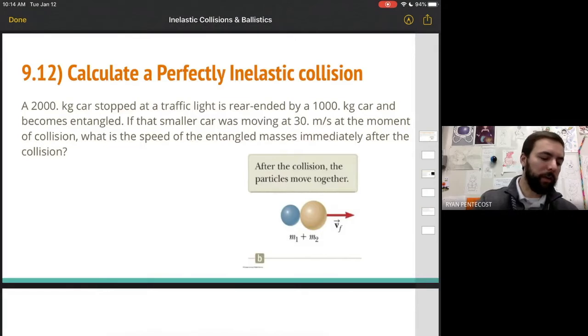So our first slide says that a 2,000 kilogram car stopped at a traffic light is rear-ended by a 1,000 kilogram car and it becomes entangled. So that makes it perfectly inelastic, right? They stick together. If that smaller car was moving at 30 meters per second at the moment of collision, what is the speed of the entangled masses immediately after the collision?